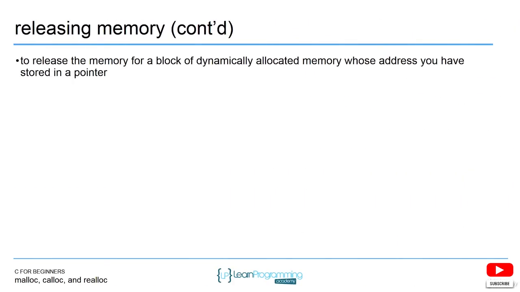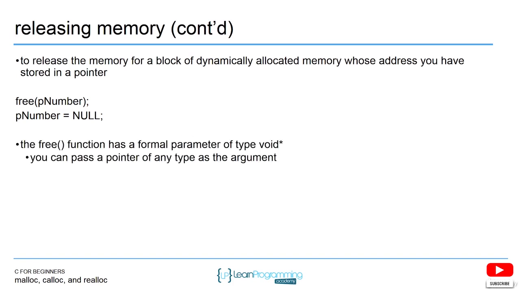To release the memory for a block of dynamically allocated memory whose address you have stored in a pointer, all you have to do is call the free function. This is in the standard lib as well. You just pass in the pointer to the free function. And usually after you pass in that pointer, you want to set it to null, because that's saying that you have no memory allocated for it. The free function has a formal parameter of type void star, so you can pass in any pointer type, and it will work. You don't have to actually cast it or anything like that.